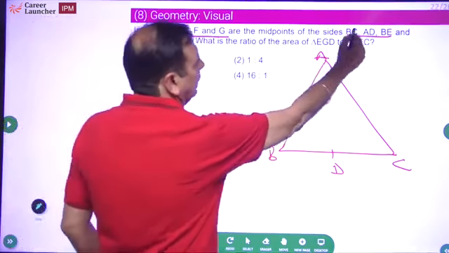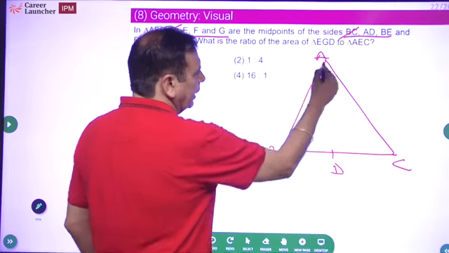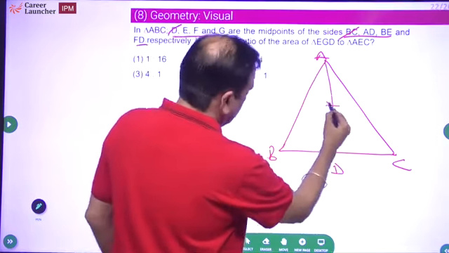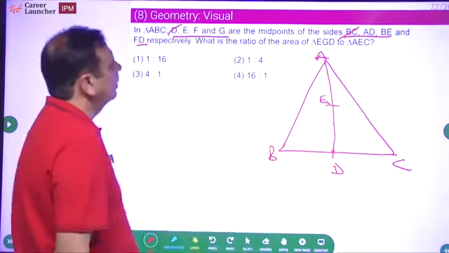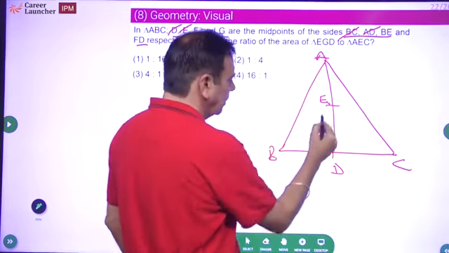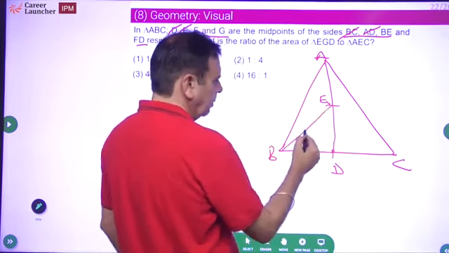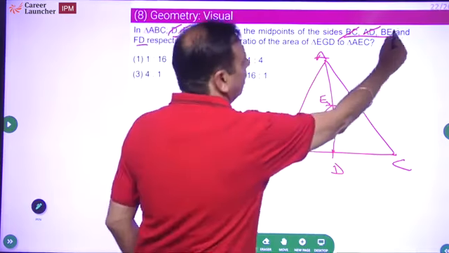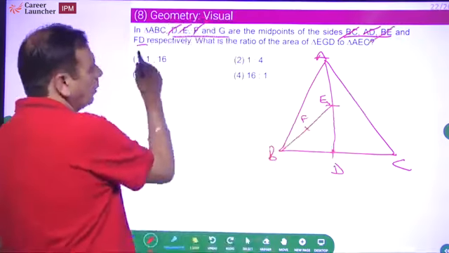E is the midpoint of AD. E has to be the midpoint of AD. So, let's join A and D. Midpoint? Okay. E is the midpoint of AD. F is the midpoint of BE. Join BE. Midpoint? Approximately here. F is the midpoint of BE. And G is the midpoint of FD.